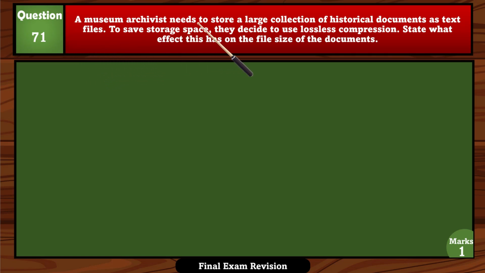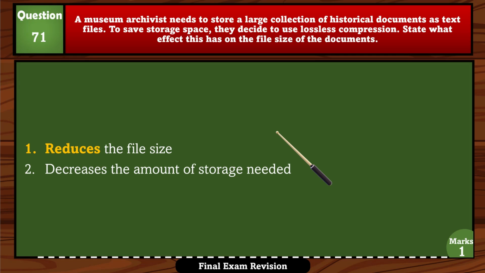A museum archivist needs to store a large collection of historical documents as text files. To save storage space, they decide to use lossless compression. State what effect this has on file size of documents. So number one, it reduces the file size. Number two, it decreases the amount of storage needed.